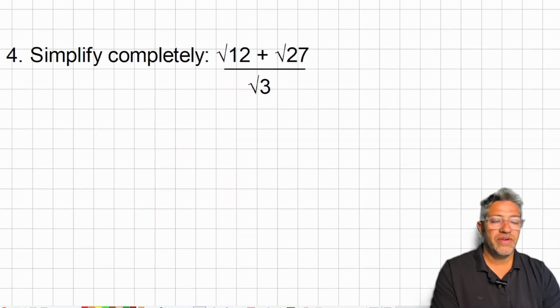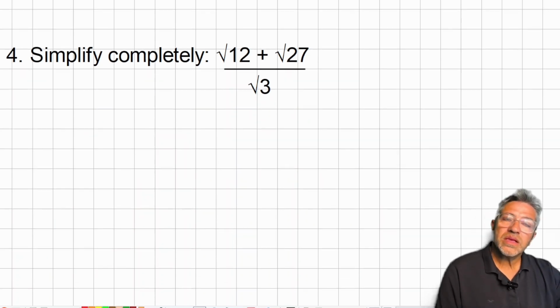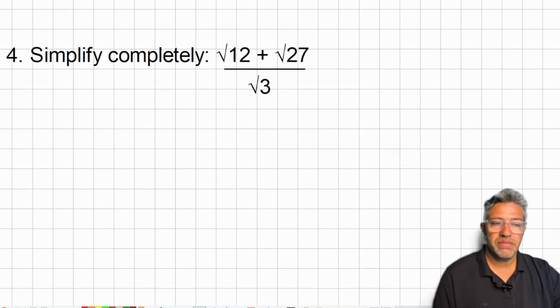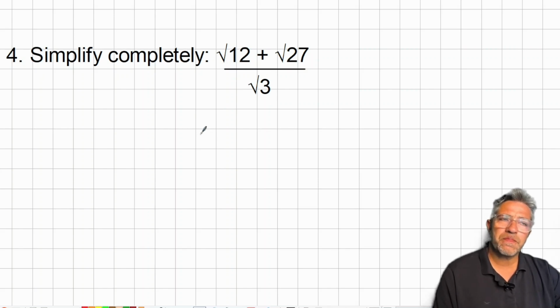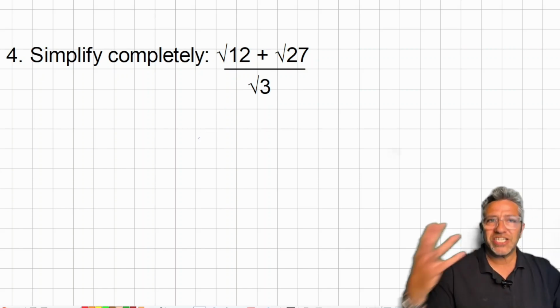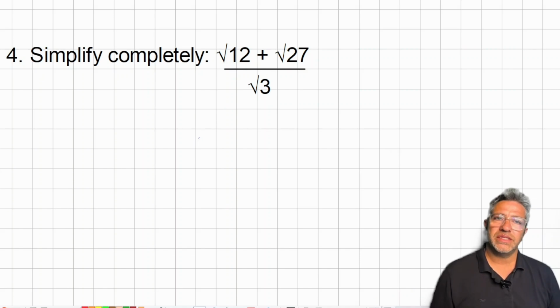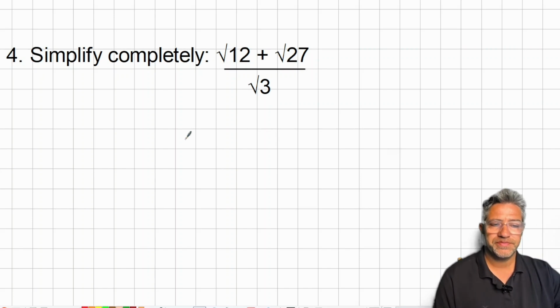Finally, we're going to look at question 4. Simplify completely root 12 plus root 27 all over root 3. Now, in a previous video, you may have seen how we can simplify surds. And if you think about simplifying fractions, the way we do that is by looking for common factors. And I'm going to take that approach with this question.